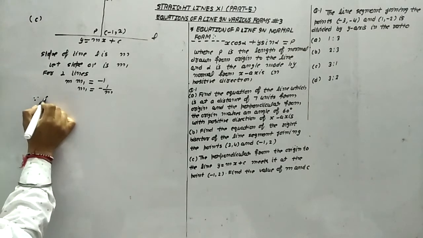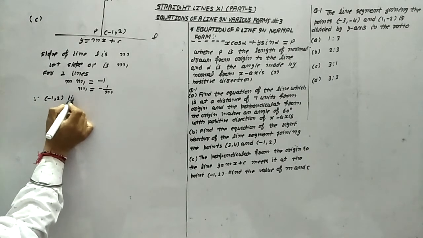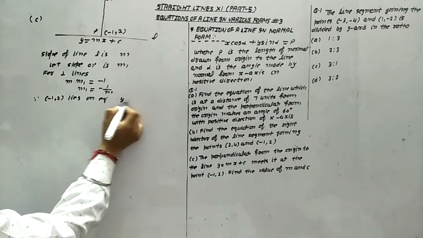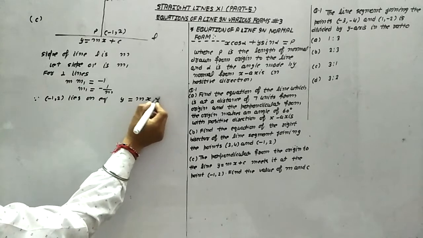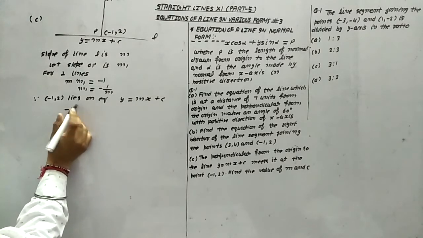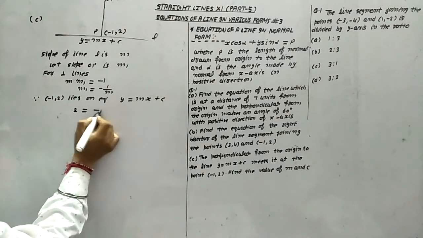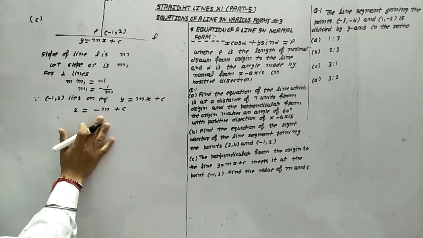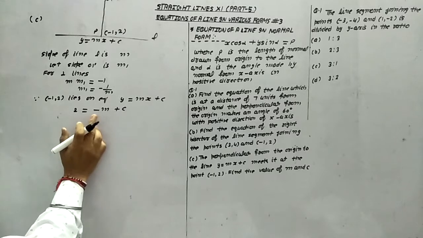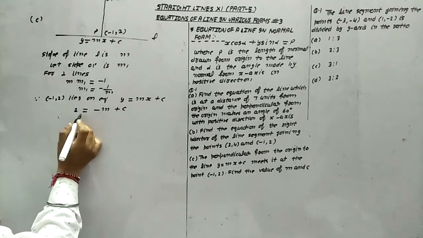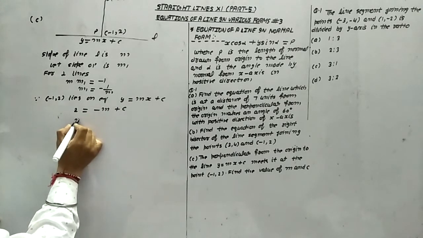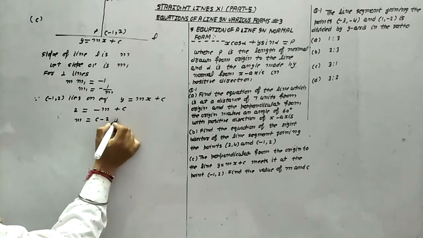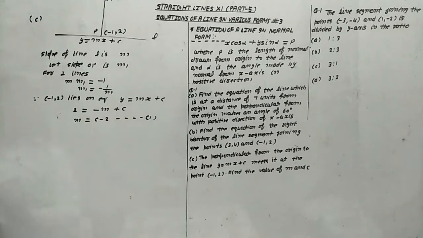Now, because (-1, 2) lies on the line y equals mx plus c, therefore 2 is equal to minus m plus c. It means m is equal to c minus 2. This is equation number 1.